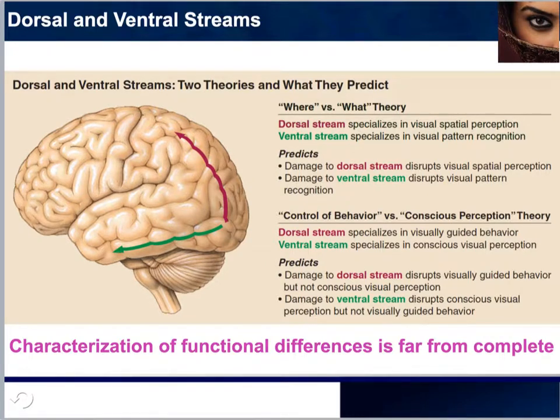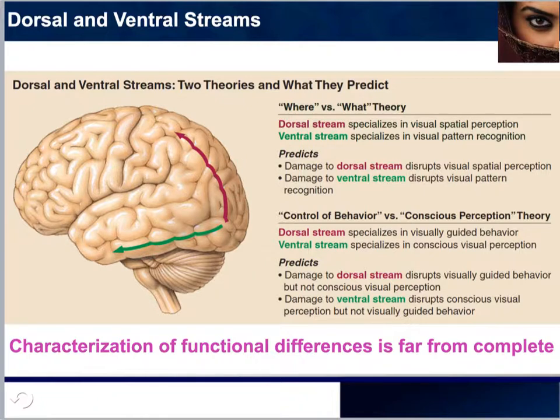Please note that the dorsal stream is also known as the pathway from primary visual cortex to the posterior parietal cortex, because this is the parietal lobe, and that's where it's going. This is also known as the where pathway, and the reason why is because this is the pathway that seems to be stimulated and active when we are locating objects and movement direction. So this specializes in visual spatial perception. Where is the object moving?